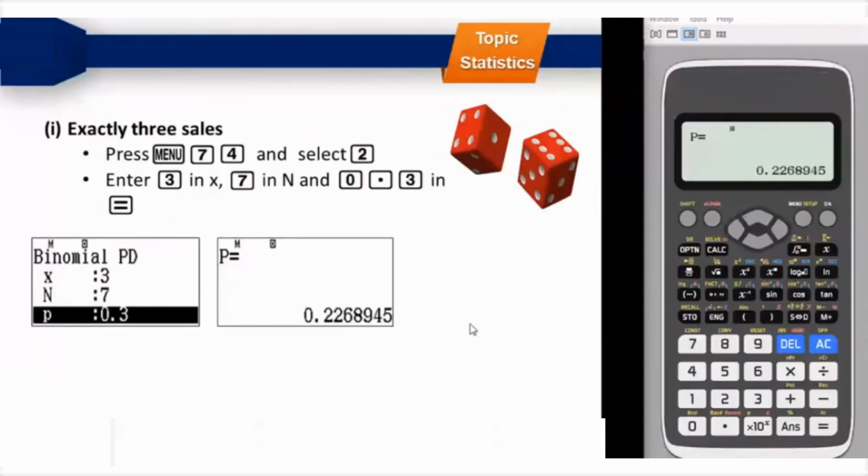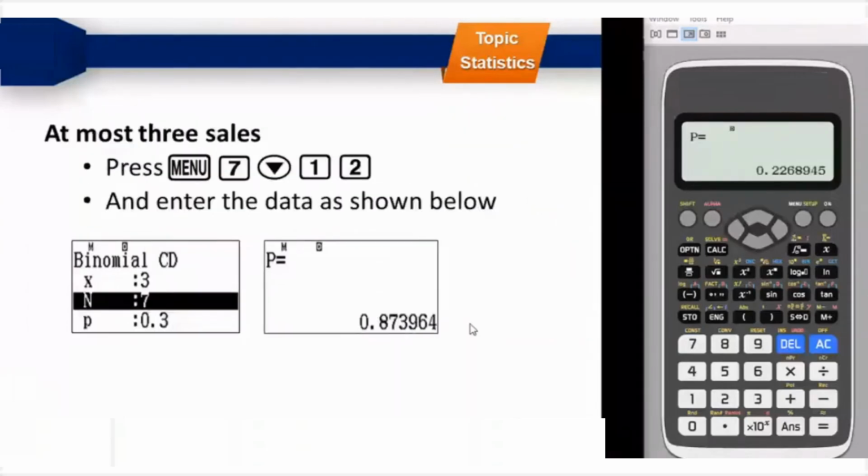What I have done in the next part is, it is at most 3 sales. At most 3 sales means 3 or less. 3 or less means there can be 0 sales, there can be 1 sale, there can be 2 sales, there can be 3 sales. So I have 2 choices of doing this question.